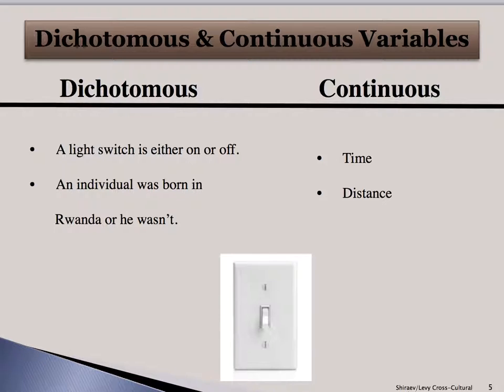Another type of phenomena, by contrast, consists of a theoretically infinite number of points between two polar opposites. So these types of phenomena are continuous variables. So, for example, between the extremes of black and white, there exists a middle ground comprised of innumerable shades of gray. Time and distance would also be examples of continuous variables.